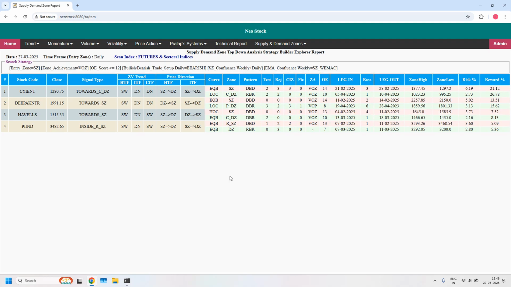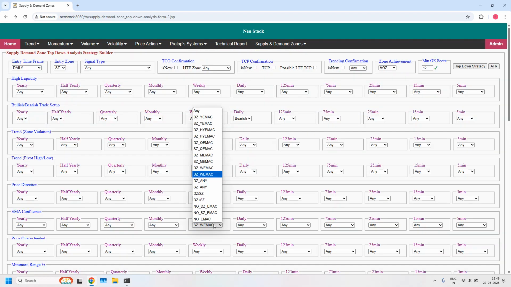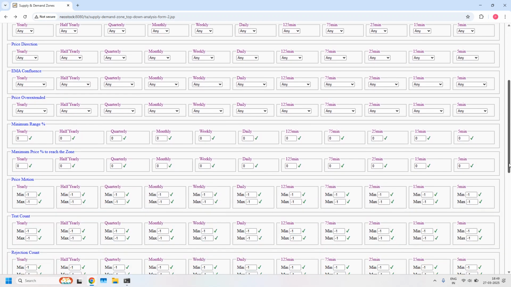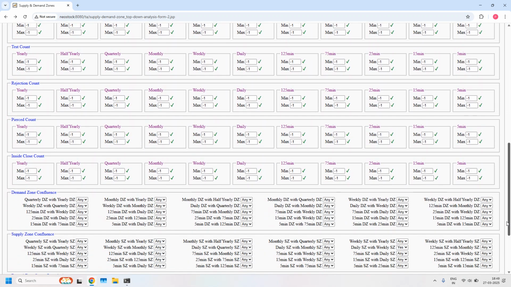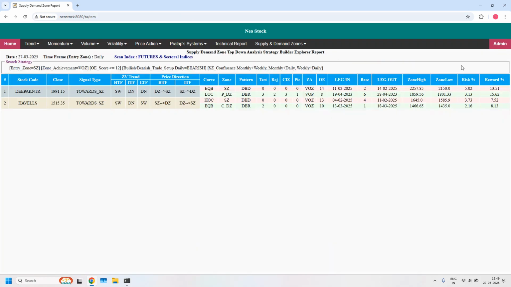Okay, next let us look into LTF, ITF and even HTF supply zone confluence supported stocks. Removing the EMA filter. In the supply zone confluence, we should set 3 filters. First filter is already enabled, daily with weekly. Next, daily supply zone with monthly supply zone confluence. Weekly supply zone with monthly supply zone confluence. With all the 3 filters, we got 2 stocks.